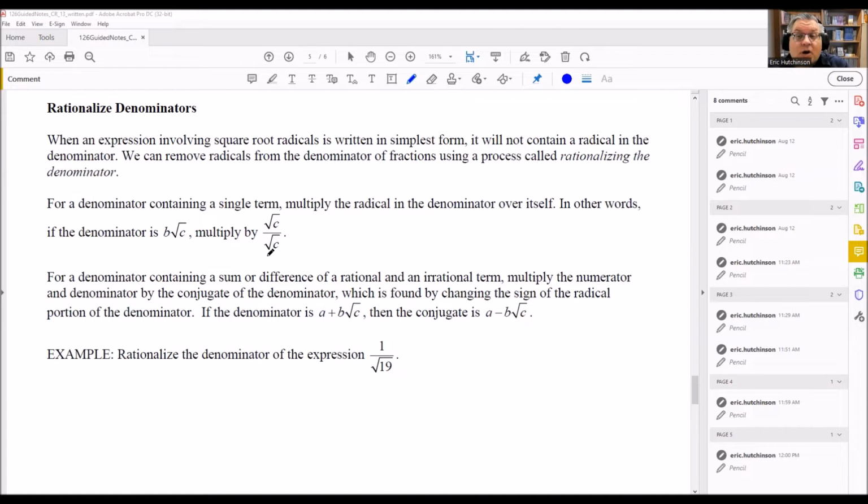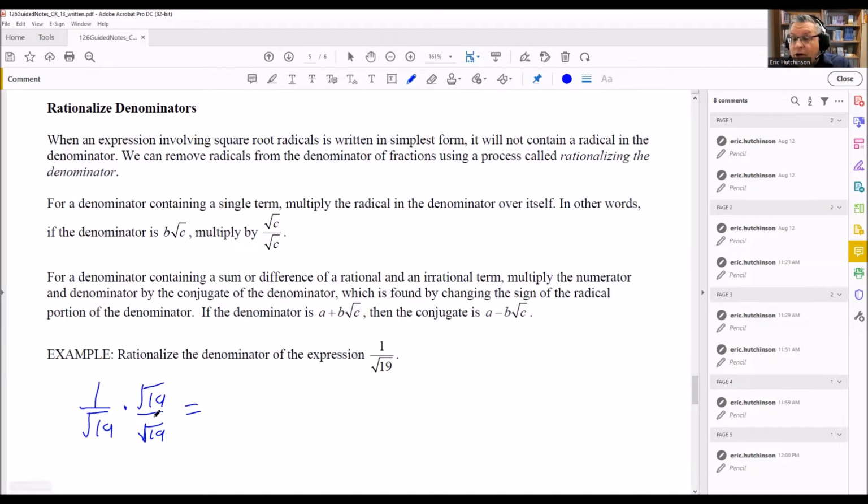Essentially, you're multiplying the original thing by a power of 1, because root c over root c is essentially 1. Let's do that for this problem down here. It says rationalize the denominator. We have 1 over the square root of 19. The 19 is like your c value up here. You're going to multiply the top and bottom by the square root of 19. Whatever square root is on the bottom, that's what you multiply by. So we're multiplying by a power of 1.